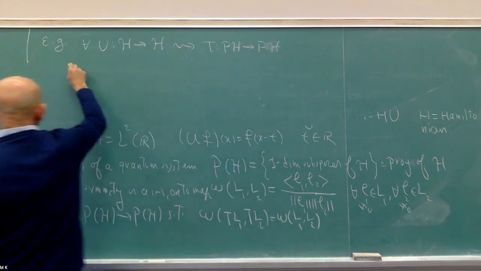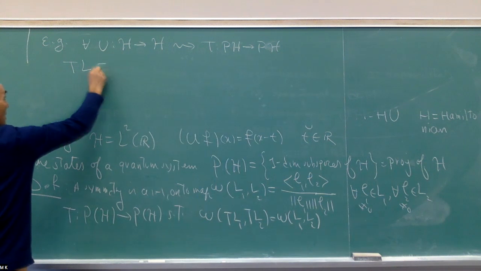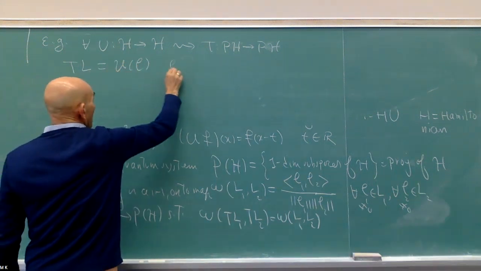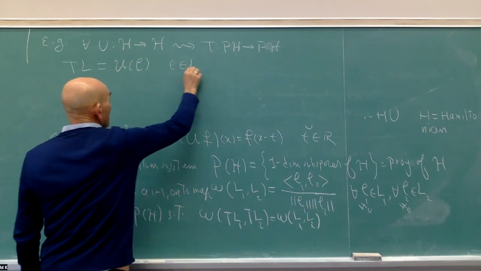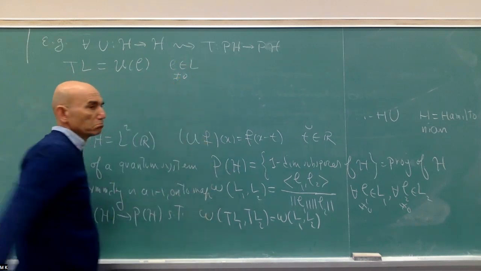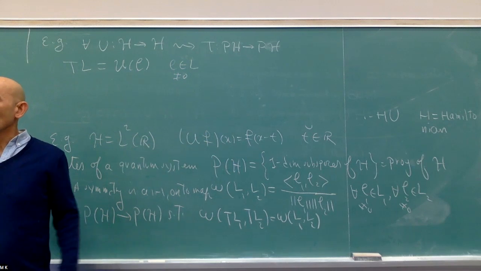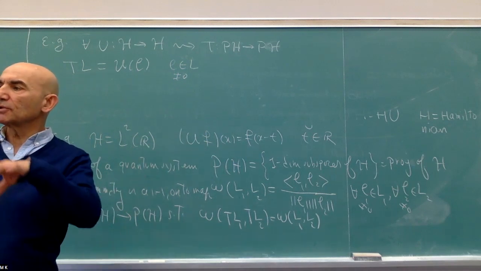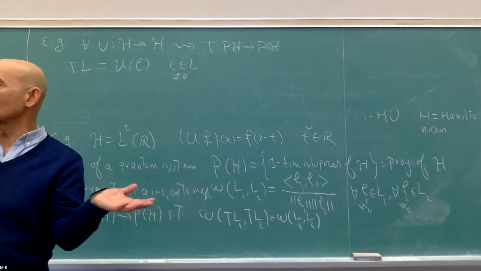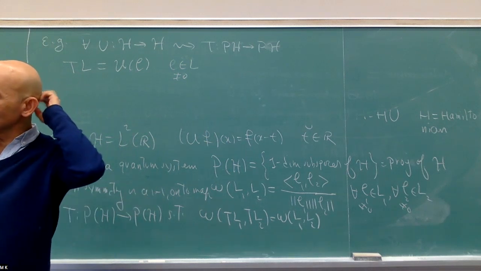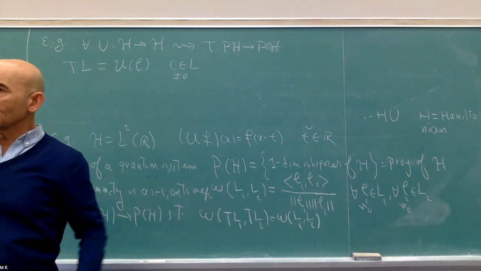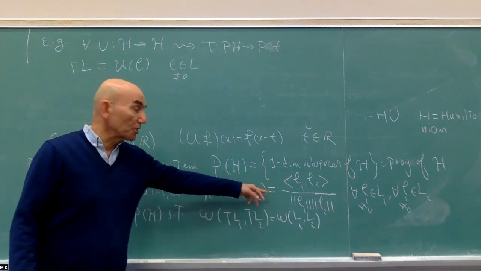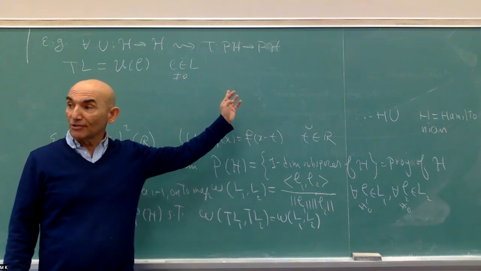So you can define it like this: T of L equals U of L, where L belongs to PH. If you have a map that rotates vectors, of course it rotates lines, I mean, sends one-dimensional subspaces to one-dimensional subspaces. That's just obvious from linear algebra. And it satisfies this condition if U is unitary.